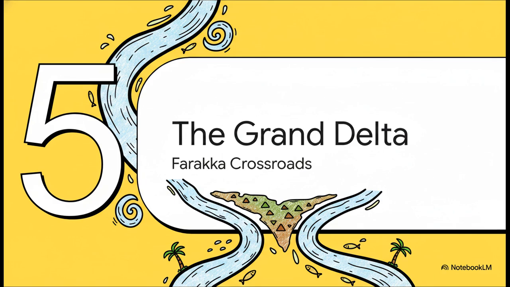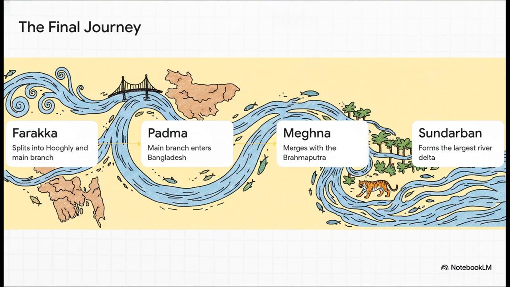All right, Section 5, the Grand Delta. For the final act of our journey, the Ganga reaches a place called Farakka in West Bengal. Here, our hero river faces a massive geographical crossroads and actually splits into two final destinies. One branch, the Hooghly, heads south right through West Bengal. But the main branch crosses the border into Bangladesh, where it takes on a brand new identity, the Padma.